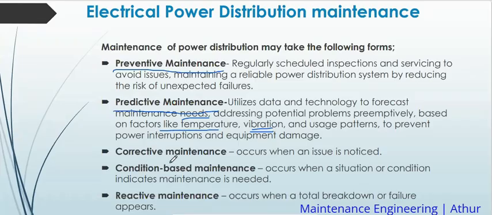Then we have corrective maintenance. This maintenance happens when an issue is noticed. When there is an issue, there is a power shutdown somewhere, then we call it corrective maintenance. Then we have what we call condition-based maintenance. This occurs when a situation or a condition indicates maintenance is needed. It is almost the same as corrective, but with corrective, an issue has happened. Condition-based maintenance occurs when the situation or condition indicates maintenance is needed.